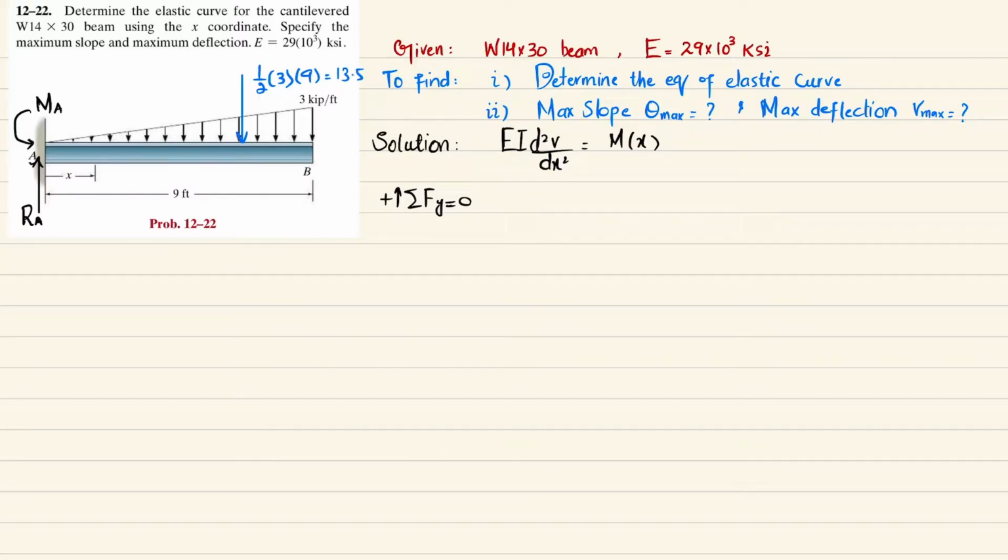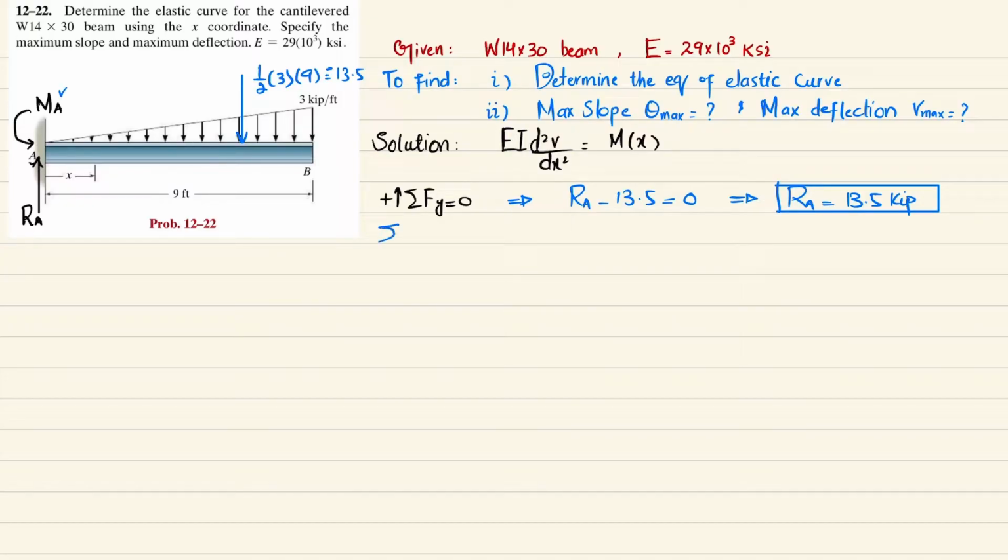Now we have two forces, one is RA and the other one is minus 13.5, which is downward. I will write it minus because it is downward. Their sum must be equal to 0. So I will write RA minus 13.5 is equal to 0. From here you will get RA is equal to 13.5 kip.